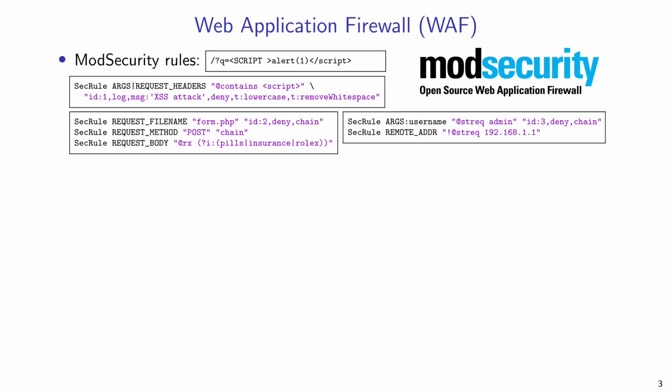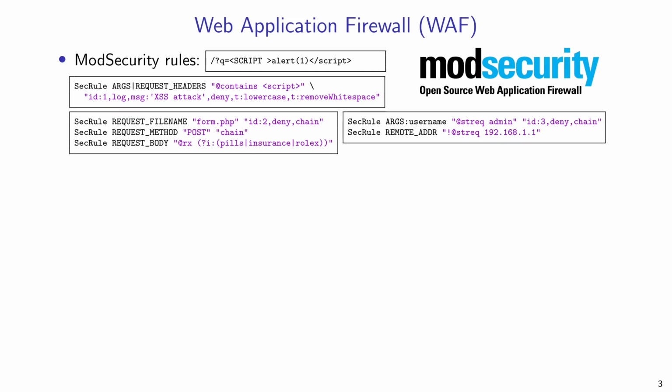Another good example is this simple rule that can be used to block admin login attempts from unauthorized IP addresses. So, if the username parameter contains admin and the remote address is not equal to this IP address, then we block the request. Of course, this kind of logic could be implemented in the web application itself, but there may be cases where we need to enforce security without modifying the application code. For example, if the web application is developed and maintained by a third party. So, a web application firewall can also be used for virtual patching to block exploit attempts before an official patch has been released by the developers.